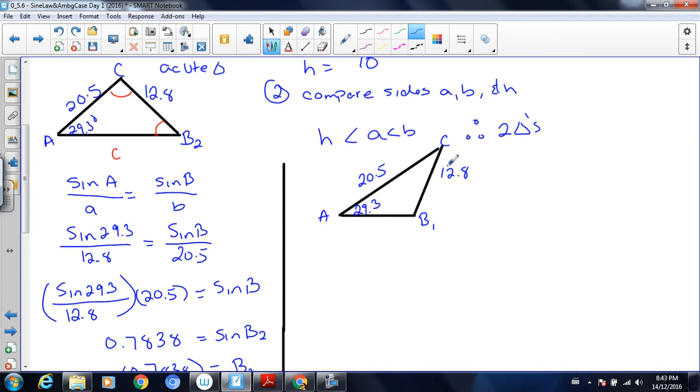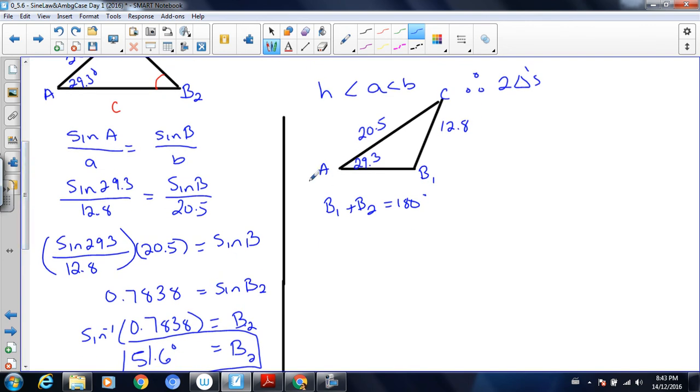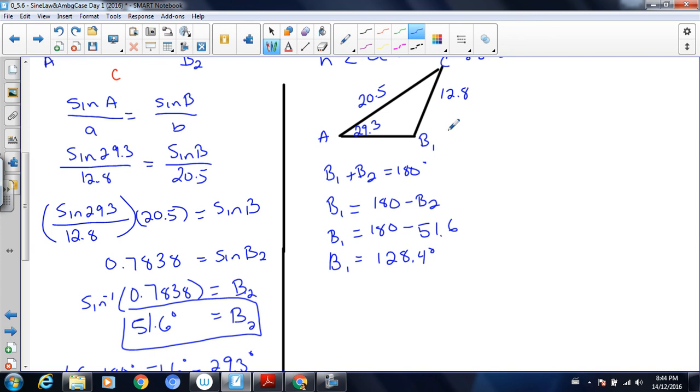How can I calculate B1 without having angle C? Well, remember, B1 plus B2 equals 180. Okay? So I have B2. Therefore, B1 must be equal to 180 minus B2, which is 180 minus 51.6. And we get angle B1 is 128.4 degrees. So we have angle B.